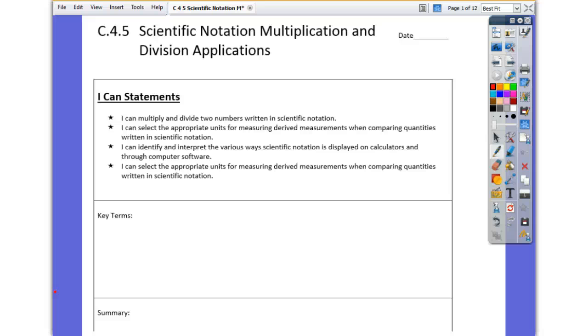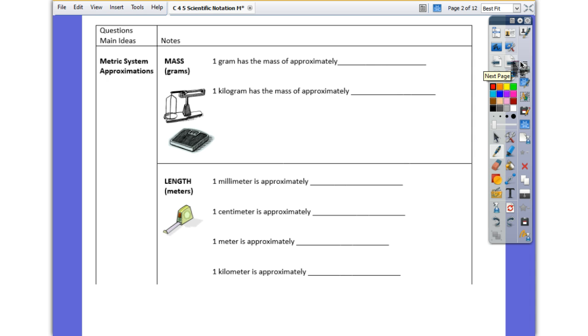Kangaroo. You got that. He's a kangaroo. The kangaroo's hopping. All right, we're going to be talking about 4.5 scientific notation, multiplication, and division applications. But at the beginning, I'm going to show you a little bit of the metric system, because you're going to be using this and applying it into your worksheets today.